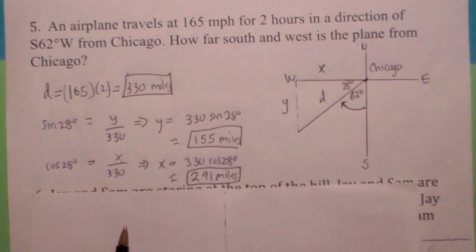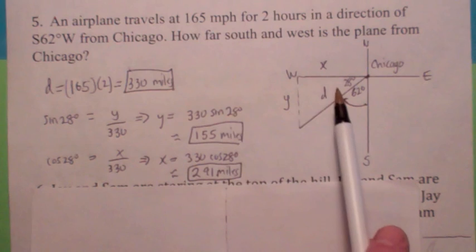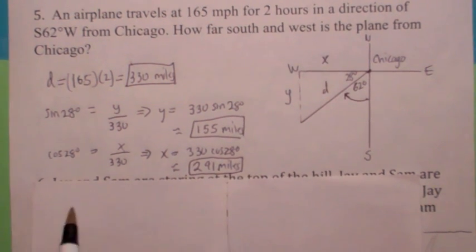And then the way you find the horizontal distance x, you could say the cosine of 28 is x over 330. Solve for x, you get about 291 miles.